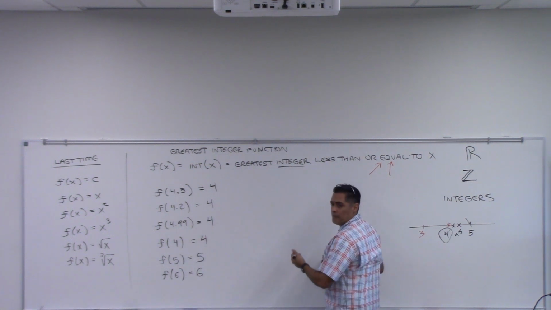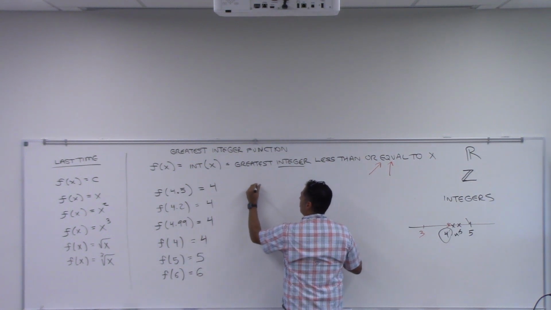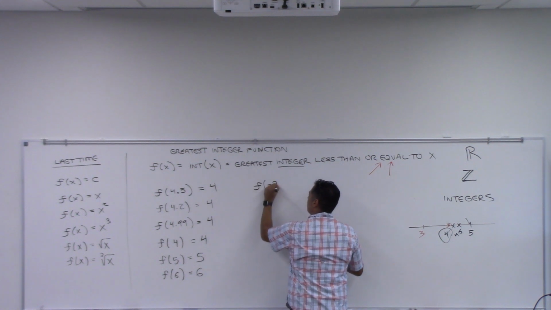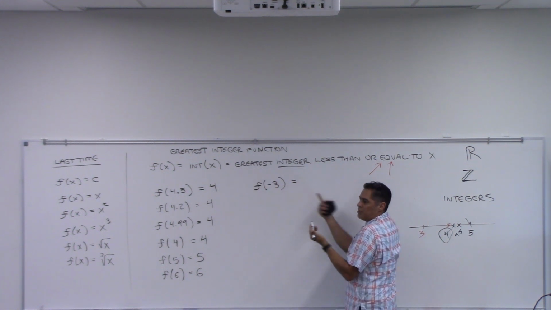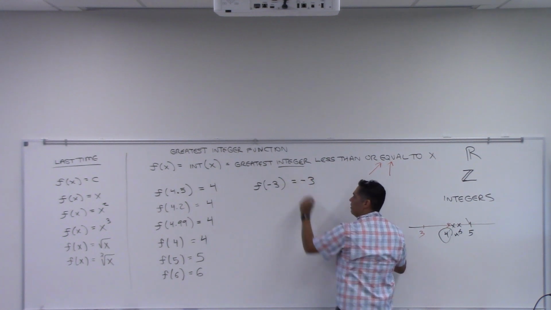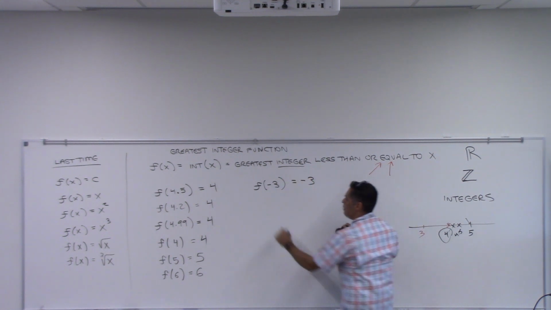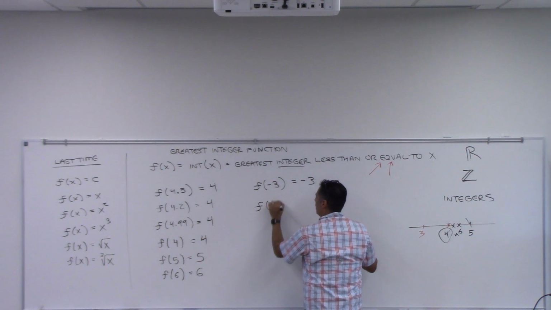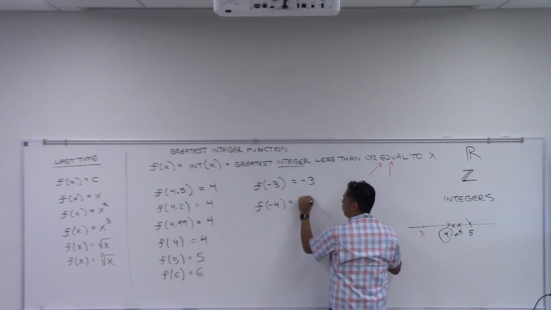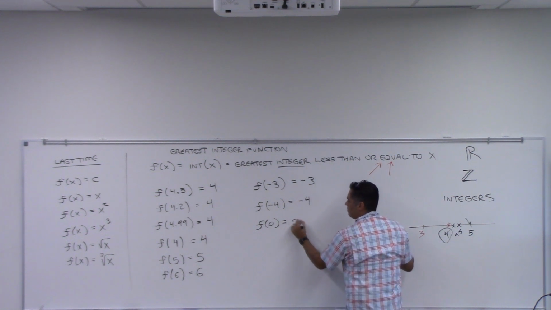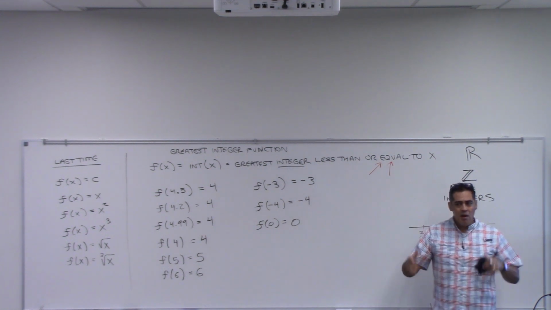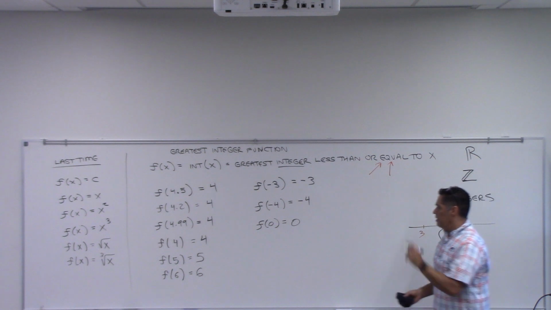Same thing for negatives. Now let's look at some negatives. What if we plug in -3? Well, that's an integer, so it should just spit out -3. What if we plug in -4? It should spit out -4. What if we plug in 0? Is 0 an integer? Yeah, 0. So if you plug in an integer, it spits out the integer. Now let's do a hard one.